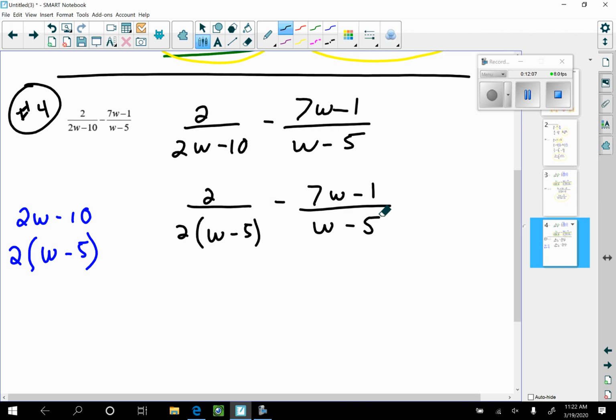Now, if you notice, ladies and gentlemen, if I have this fraction right here, I can cancel factors. 2 is a factor here. So guess what I can do? I can cancel these 2's, just like I did in the previous video. I can cancel that and that. This guy here becomes a 1. So now what do I have? I have 1 over w minus 5 minus 7w minus 1 over w minus 5.